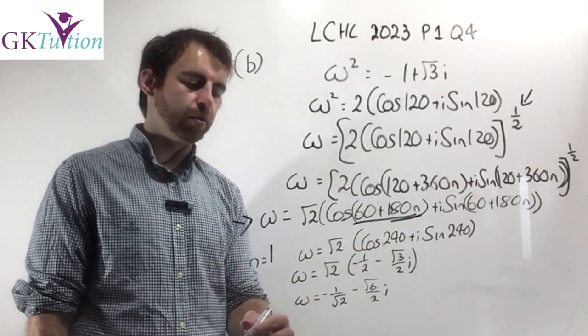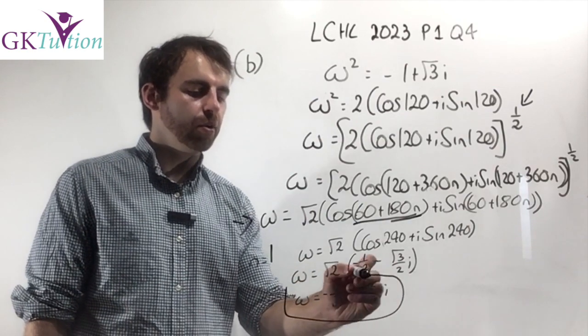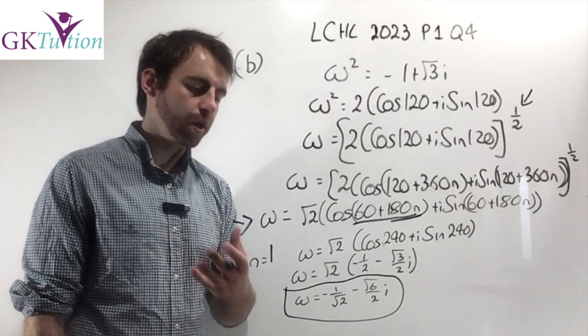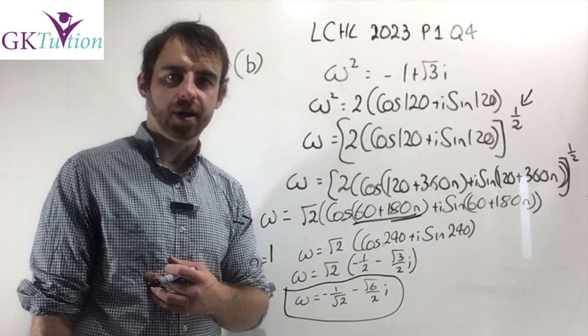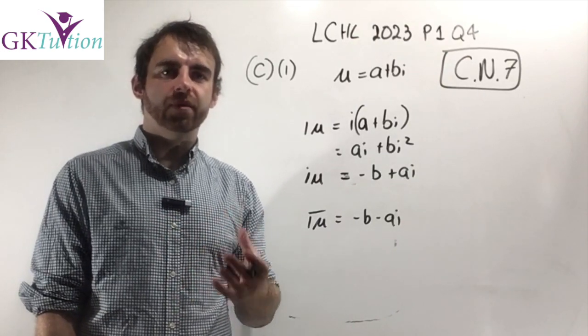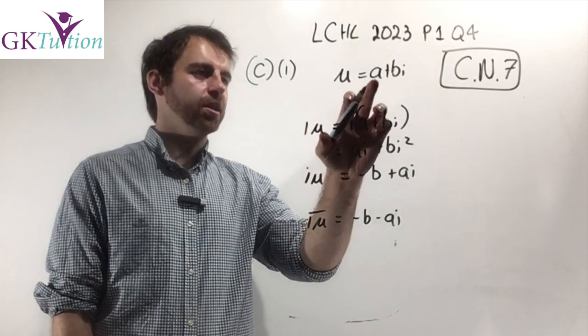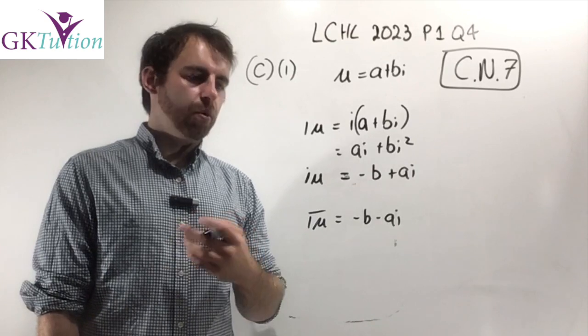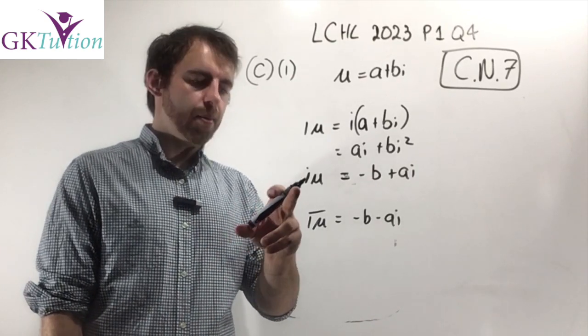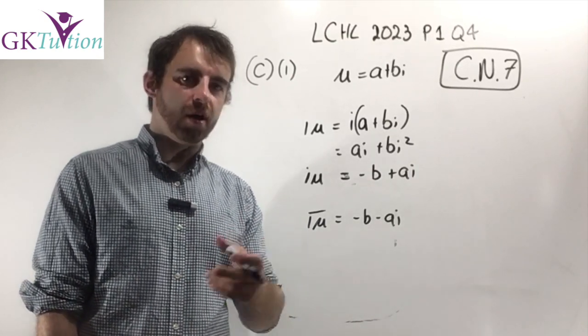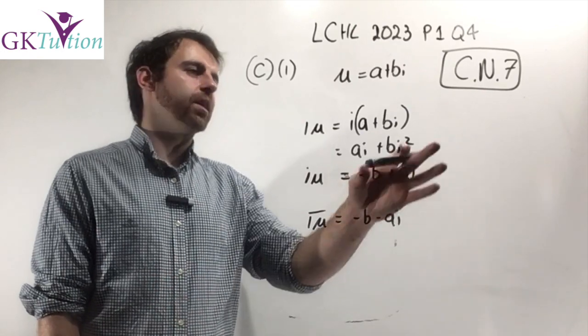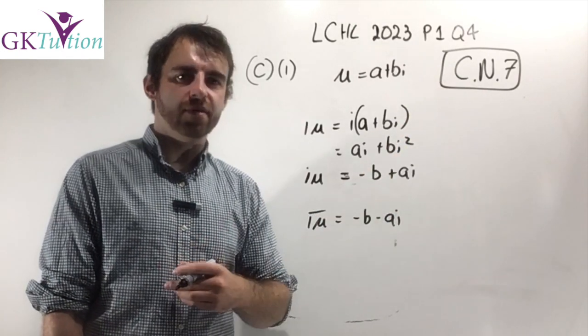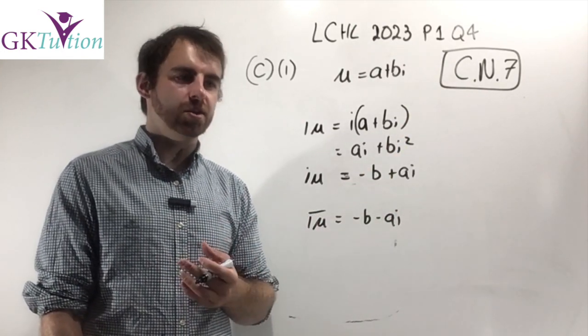And if you multiply by root 2, you get your second answer, which is minus 1 over root 2 minus root 6 over 2i. In C part 1, we're given the complex number u, which is equal to a plus bi. And we're asked to come up with iu, and then the complex conjugate of iu. We've covered this kind of thing in complex number 7. Basically, we're talking about rotations here.